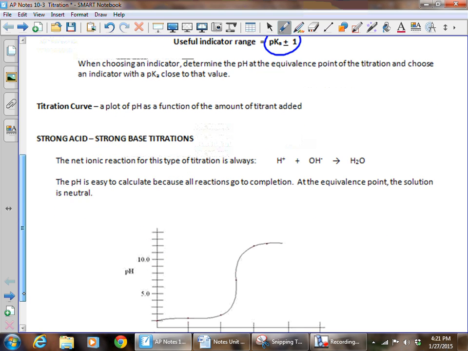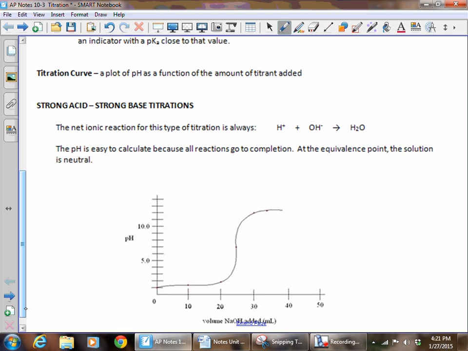So a titration curve is a plot of pH versus the amount of titrant added. And these pH curves, or titration curves, are going to be very characteristic for the type of titration that we're doing. If we're using a strong acid, strong base titration, then at the beginning, since we're measuring the pH of our titrand or our analyte, if that's the acid, then it's going to be a very low pH when we start out down here.